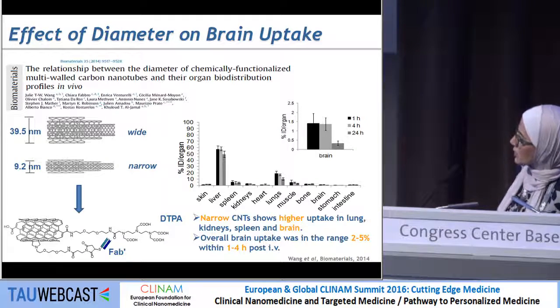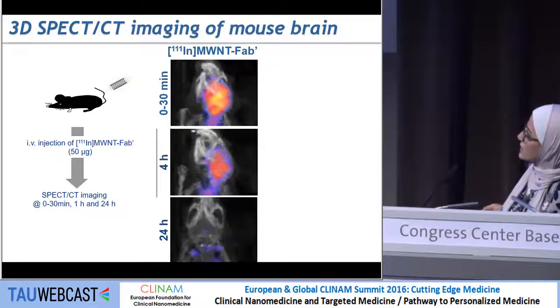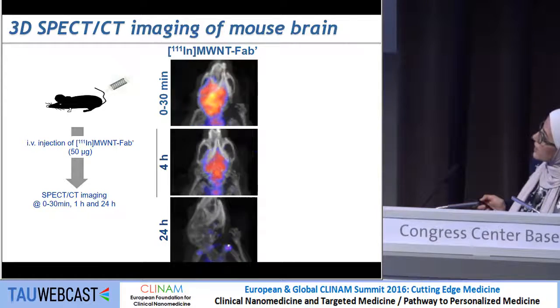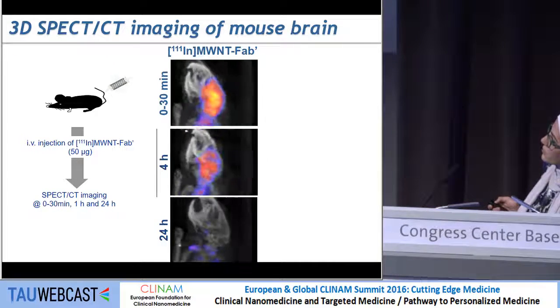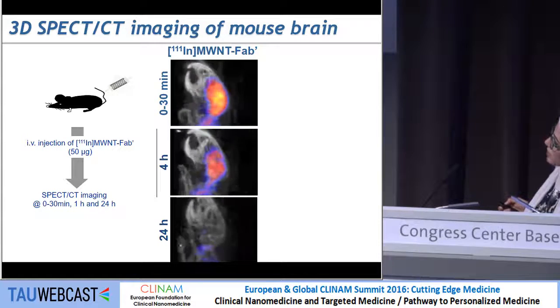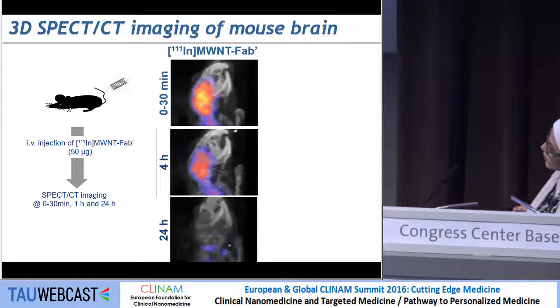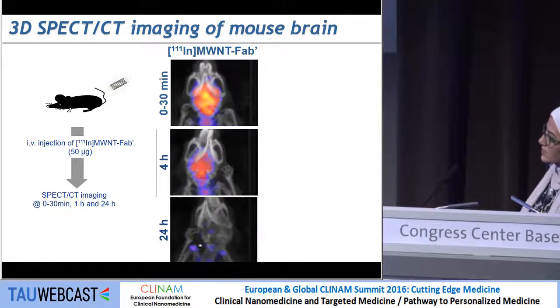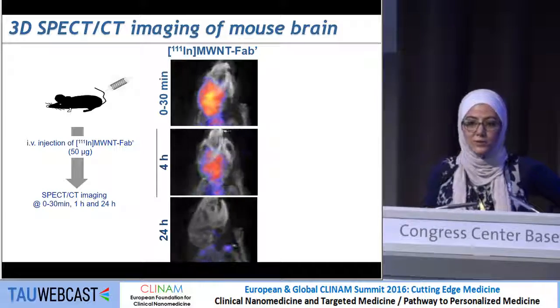Here we rely on radiolabeling to track the CNTs. This is a SPECT/CT image, which shows exactly where they go in the brain. And you can see there is a wide distribution across the whole brain, and it's quite quick. It happens within half an hour, is sustained till 4 hours, and then it completely clears after 24 hours.